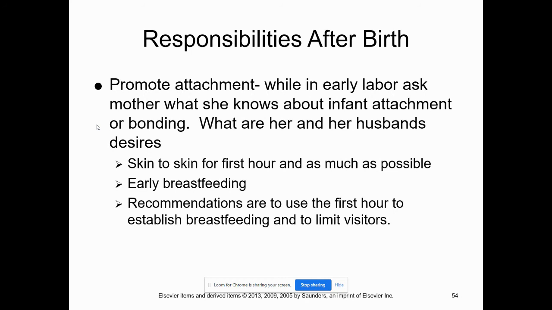We like to know what the parents' desires are. We try to encourage skin to skin as much as possible for the first hour. We recommend early breastfeeding because, again, that will not only establish a bond and an attachment, but it has the side effect of helping the woman's uterus to contract and get back down to a normal size so that she doesn't hemorrhage. Recommendations are to use that first hour, the golden hour, to establish breastfeeding, and visitors should be limited. It is an exciting time. Everybody wants to take pictures and so forth, but we as nurses need to try to be gatekeepers and help manage that if at all possible.